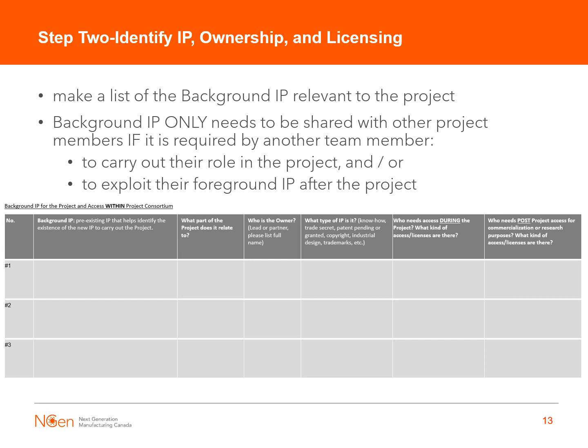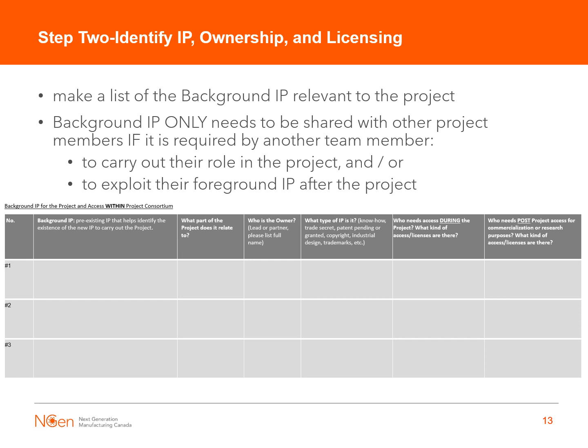So in step two, we're going to identify the intellectual property, its ownership, and its licensing. We're going to make a list of all of the background IP relevant to the project. Now remember, background IP only needs to be shared with other project members if it is required by another team member to either carry out their role in the project or because they're going to need it to exploit the foreground IP after the project is over. So what that means is each project participant may have background IP that they are bringing to the project, and it should be listed, but it's not going to be shared because nobody else needs it other than them to complete the project.